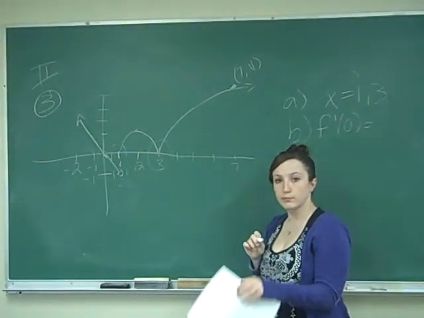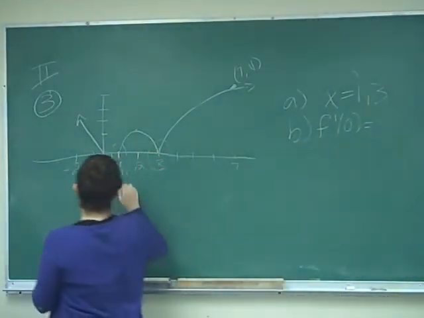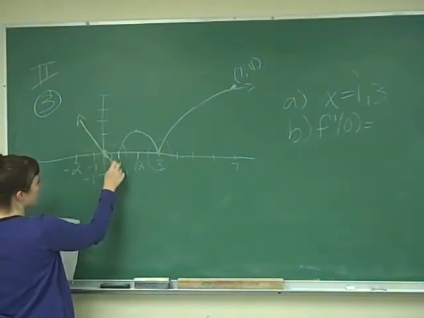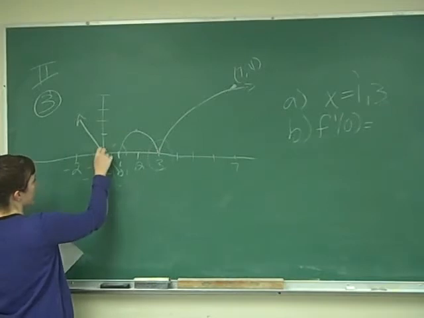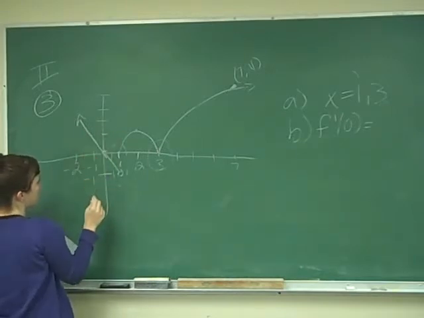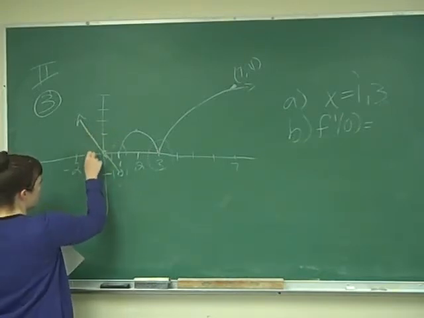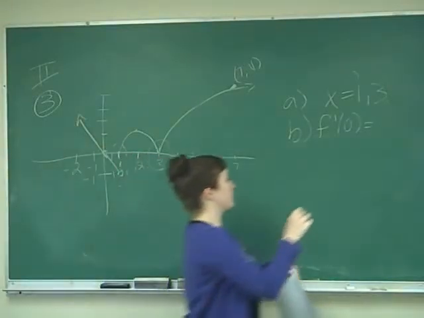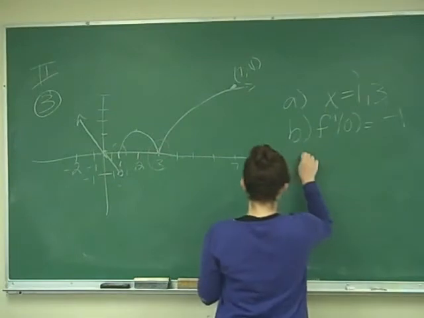So we need to look at the derivative at x equals 0. So this is a straight line going through (0, 0), and the slope for that is negative 1 because we're going down 1 over 1, down 1 over 1. So the slope for that is negative 1.